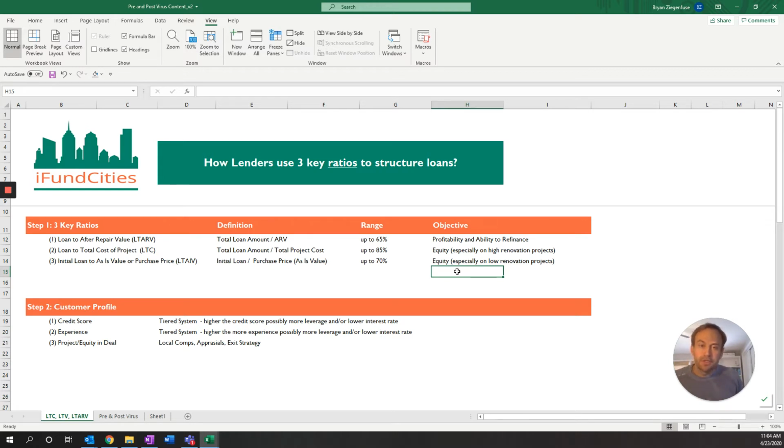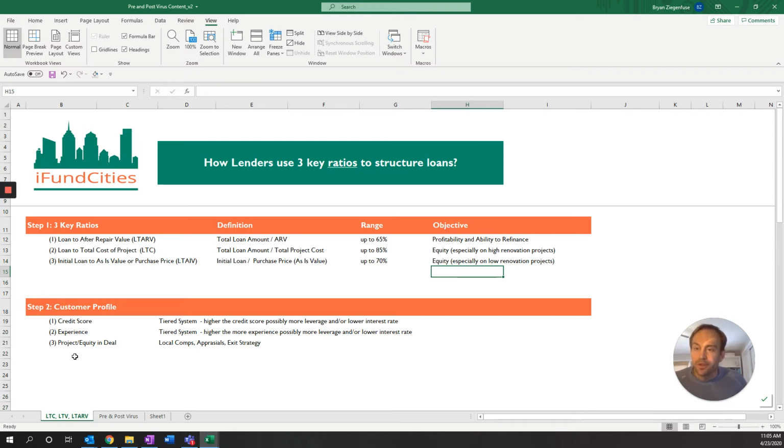So that's two objectives. Ratios 2 and 3 are designed to have the customer have equity or skin in the game. Loan to cost is for high renovation ratios. It's an ability to have a little bit more skin in the game than the loan to as-is value, which we'll show in some examples down at the bottom. But both are used to ensure that the customer has skin in the game and equity in the project.